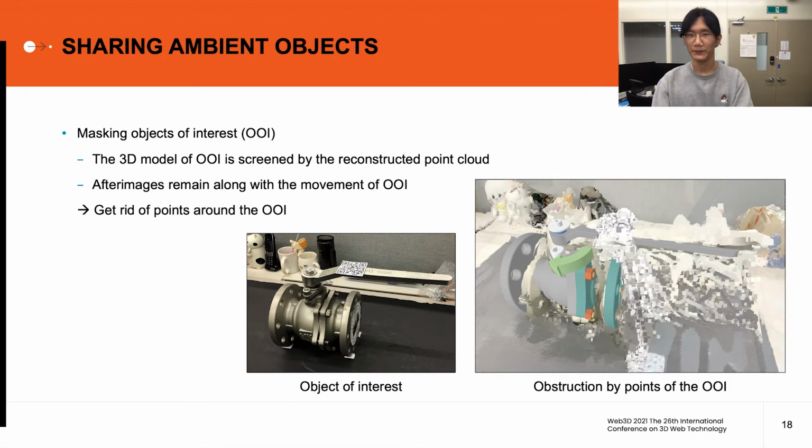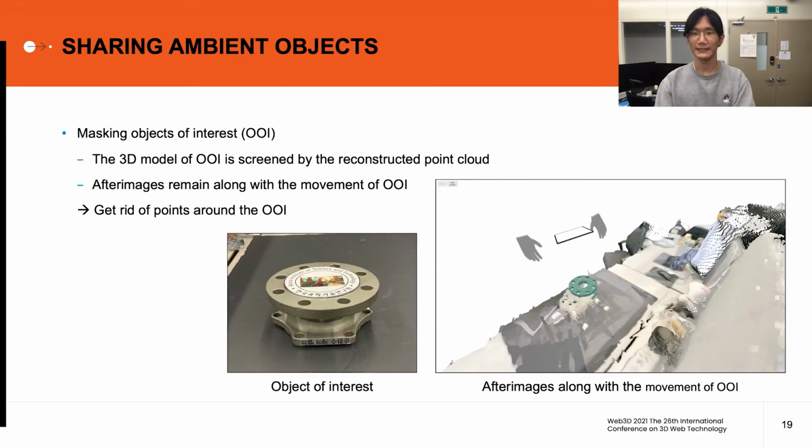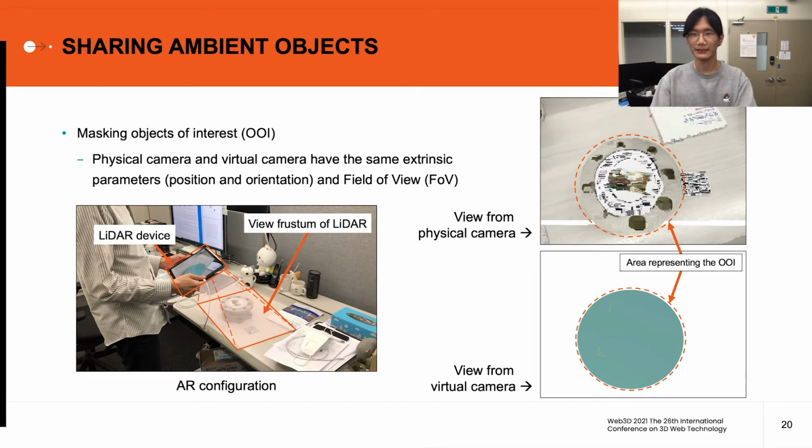This 3D model should be recognizable for remote users to give instructions to the local user, but it is quite difficult because the model is obscured by the points. Moreover, if the OOI moves, the points remain as after images and consequently mess up the virtual space. Because the OOI is the target to work on, its movement frequently occurs. Thus, these after images are inevitable, and so we should mask out these points. The masking process is detailed here.